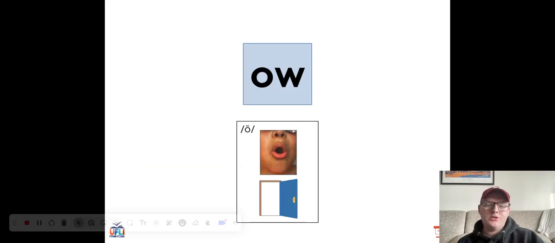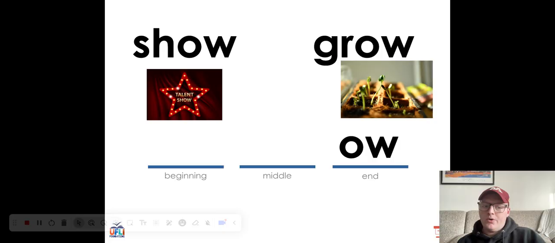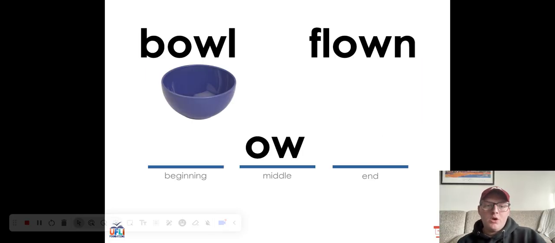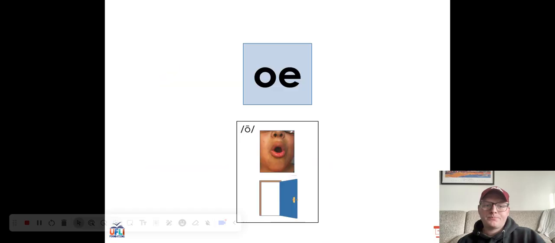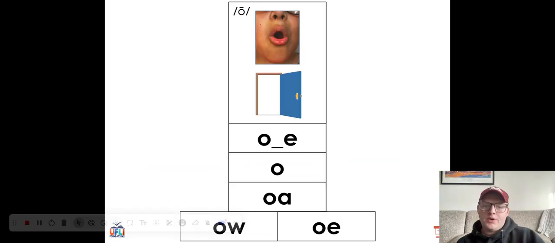The next vowel team we learned was OW. OW can also spell O, and it typically comes at the end of a word, like in the word show or in the word grow. But it can sometimes come in the middle, like in the word bowl or the word flown. OE was that last vowel team that we learned. OE spells O, almost always at the end of a word, like in the word toe. Okay, so there's our 5 vowel teams for that long O sound.